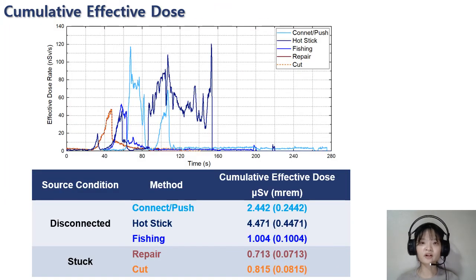We have done this for all 5 scenarios, and this graph shows the results altogether. With these data, it is possible to choose the emergency scenario in which the worker receives the least radiation dose. For example, for a disconnected source, fishing cable would be the best option. However, the results show that if the source can be well retrieved by following the planned scenarios, the radiation doses for its retrieval would be very low, considering the annual dose limit of 20 millisievert.